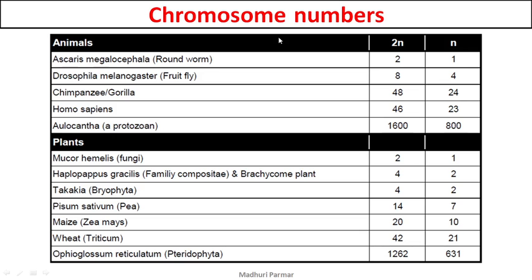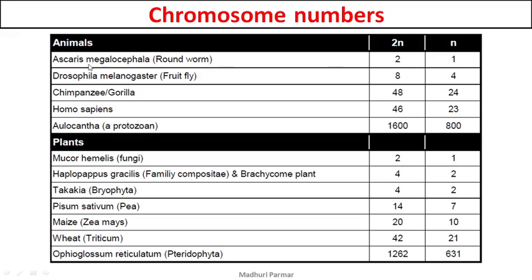This is just an example of the chromosome numbers in different organisms. The 2n means the diploid condition. Diploid condition is where you have the homologous chromosomes, one from your mother, one from your father. Then you have the haploid condition seen in the gametes, in the sperms and ova. These cells have only half the number of chromosomes. So this is called the n condition. Haploid is n, diploid is 2n.